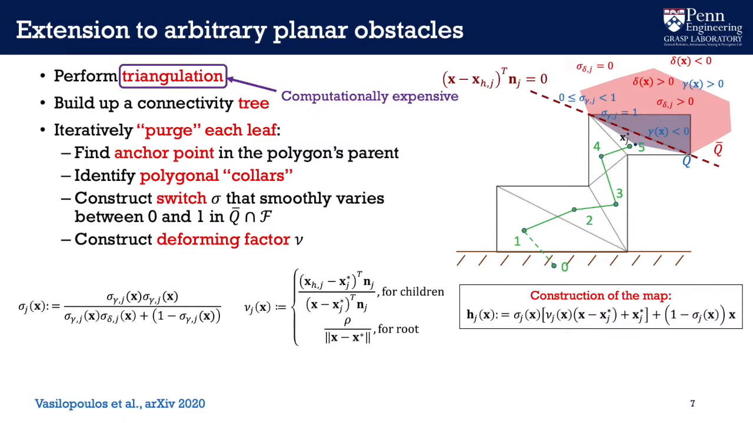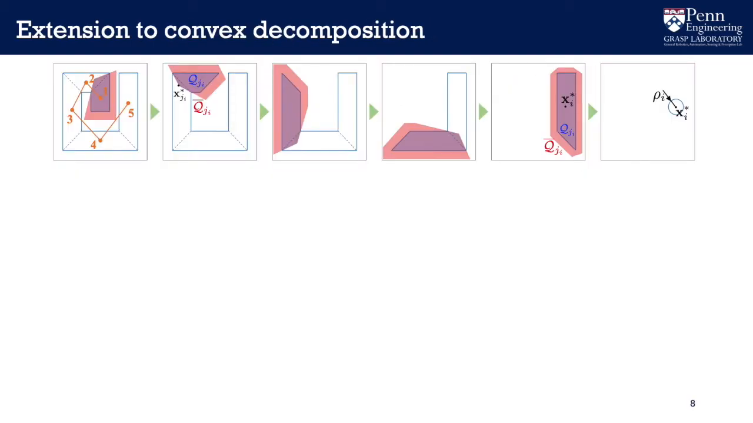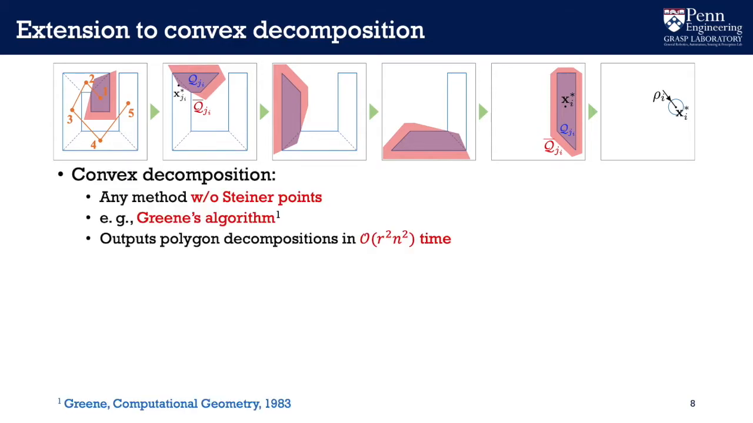This work extends this construction by replacing the computationally expensive triangulation with convex decomposition. More specifically, we show that the same construction can be streamlined by using any convex decomposition method that does not introduce additional points except for the polygon vertices. Here we employ the Greene's algorithm as an efficient method for convex decomposition in polynomial time.